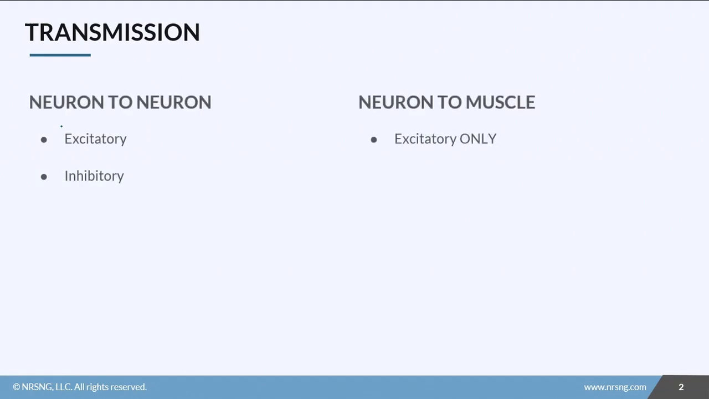All right, guys, in this lesson we're going to look at nerve impulse transmission. This impulse transmission could be from neuron to neuron, or it could be from neuron to muscle. With neuron to neuron transmission, we can have either excitatory or inhibitory signals.